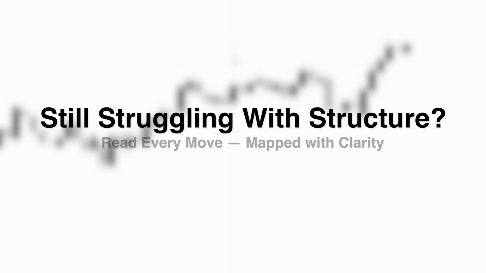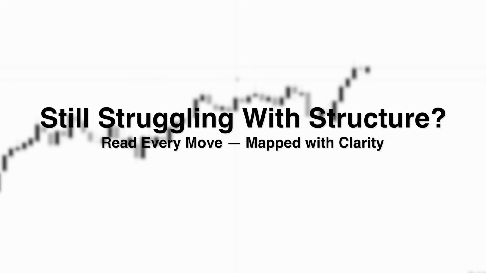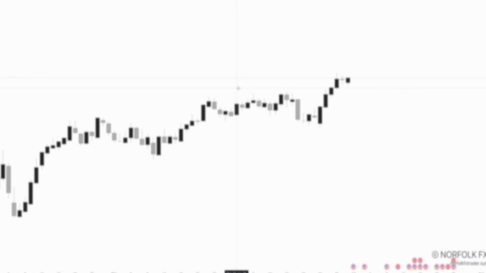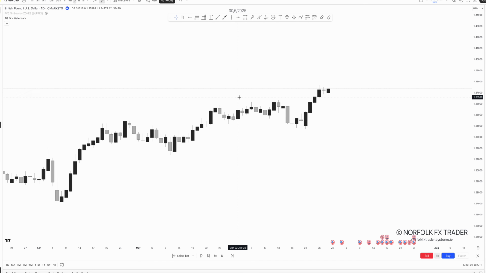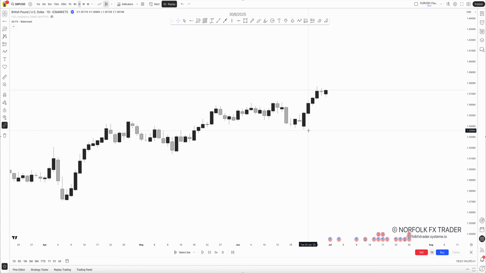Still struggling with structure? Then read every move from swing and internal structure as I walk through this today, to share with you how you can use this to find great trade setups. Now I'm going to walk through the pound US dollar. I'm going to walk through the structure of using smart money structure, how I teach it in this channel for your foundation in trading. And then we'll walk through as we go down through the time frames to show you how to read that internal and swing structure to help you to find those trades.